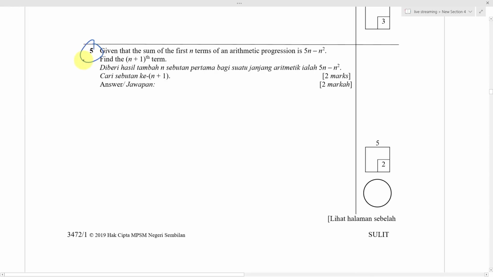Alright, this one I would say they love this kind of question recently, because I saw it in another reference book and I saw it here also.